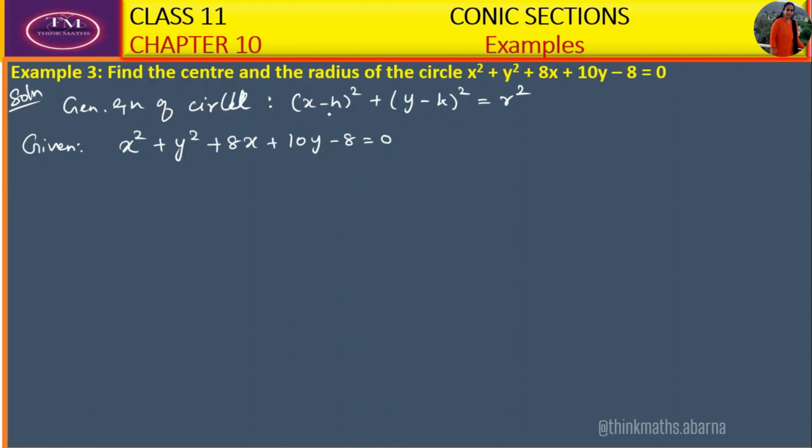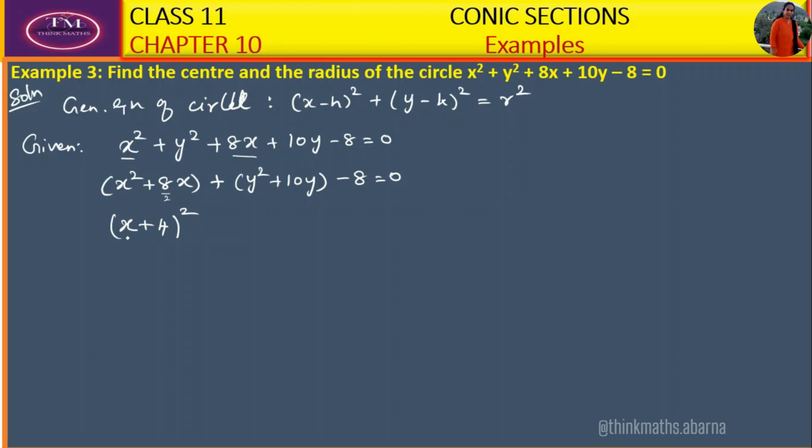So first collect the x terms: x square and 8x, so x square plus 8x. Next collect the y terms: y square plus 10y, and keep the constant separate. Now we have to convert this to x minus h the whole square. Now we have here 8. Just divide by 2. 8 by 2 is 4. So we will be writing x plus 4 the whole square.